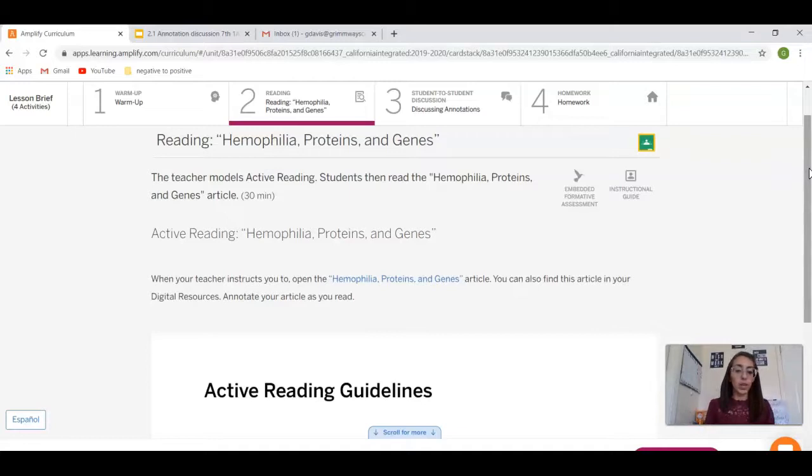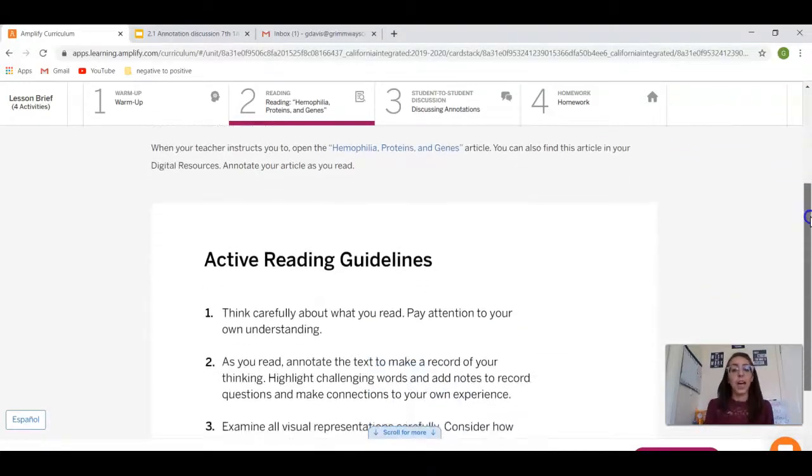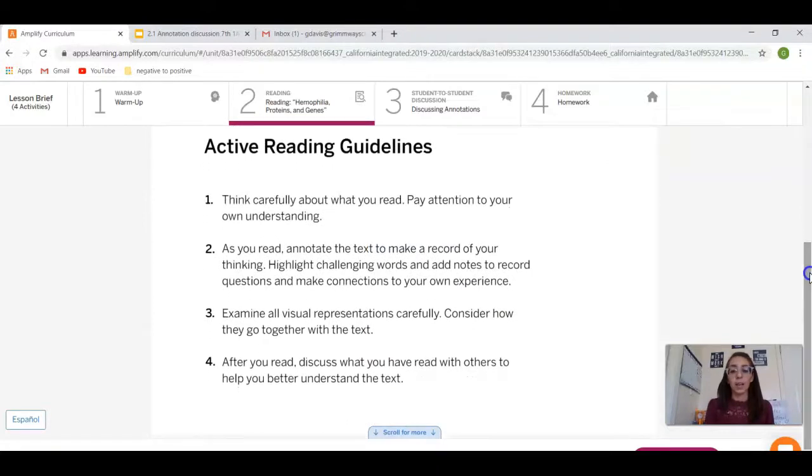And so we are going to do some active reading, so annotating. And with that, here are some guidelines that I want you to think about. I want you to think carefully about what you read. Pay attention to your own understanding. As you read, annotate the text to make a record of your thinking. Highlight challenging words, add notes to record questions, and make connections to your own experience.